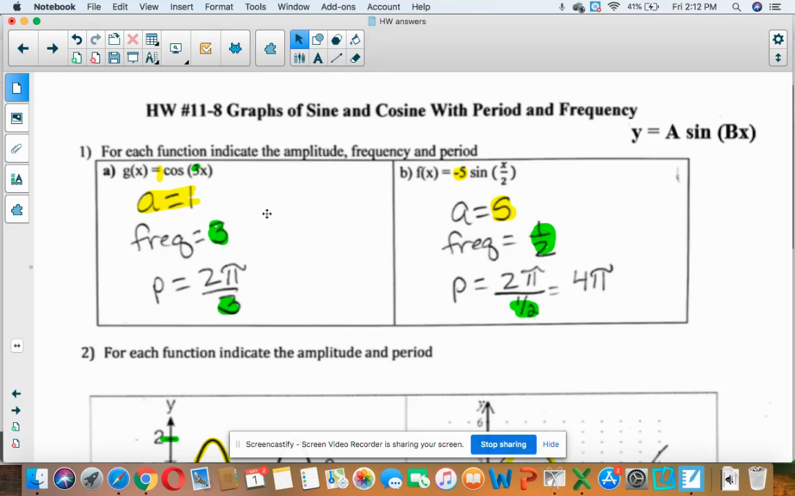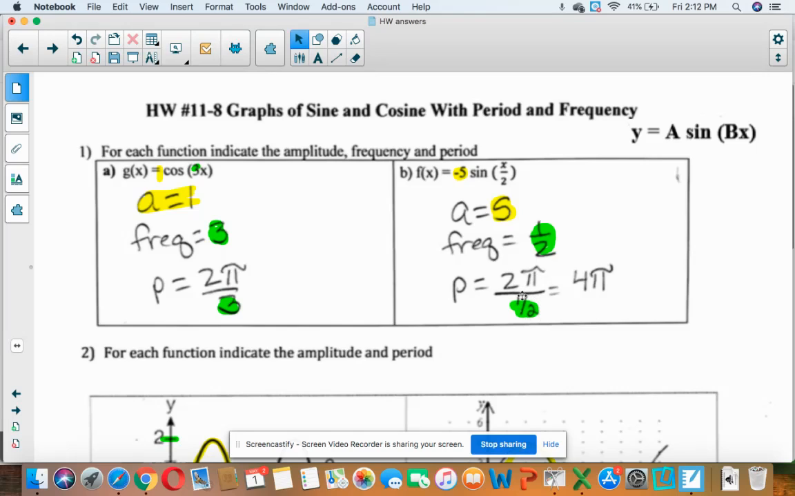If I look at b, this time I actually have an amplitude. There's a -5 in front of the sine. So that's my height. My amplitude is -5, or 5, because I take the absolute value of that. My frequency is 1/2. There's a 1 right here next to that x, so the frequency, the number of times it appears, is 1/2. And my period, again, is 2 pi over b, so 2 pi over 1/2.